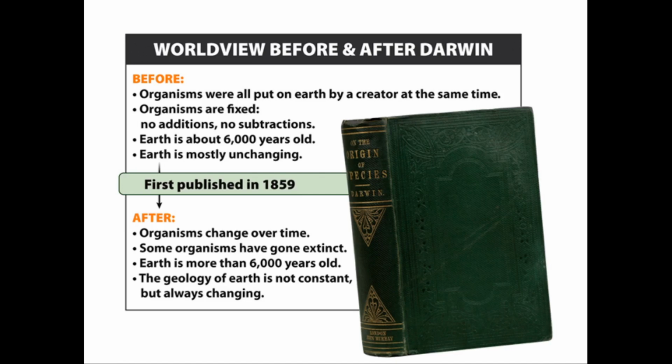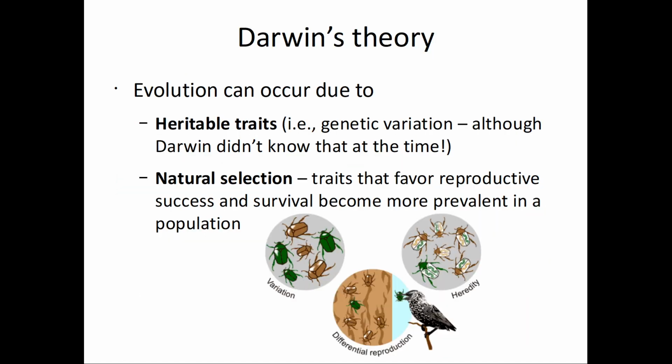Okay, so just looking at the shift of the worldviews before and after the publishing of Origin of Species. All right, so evolution can occur due to heritable traits, genetic variation. Now, Darwin wouldn't have known anything about genes and that sort of thing at this time.